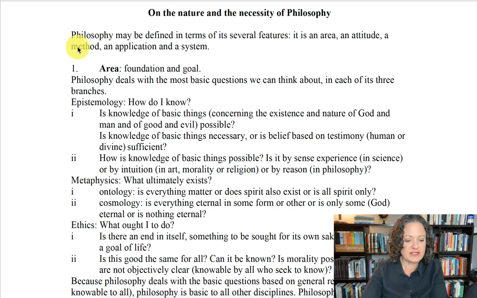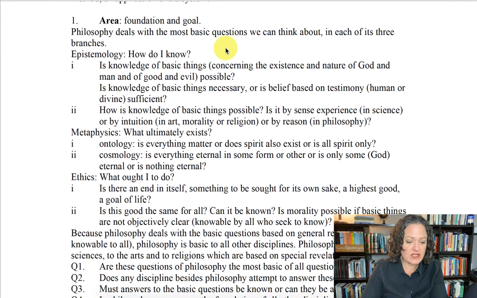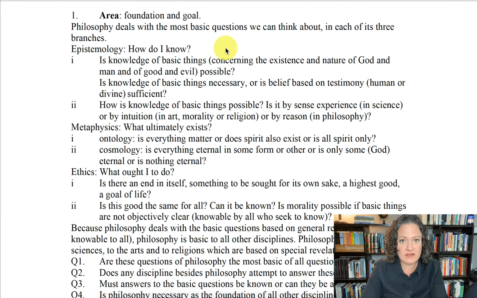All right, so philosophy may be defined in terms of its several features. It is an area of study. It's an attitude, a personal attitude. It is a method. Each discipline has a methodology. It is an application, and it is a system. So we're going to look at each of those. And I do want you to try to understand each of these before you move on to the next.